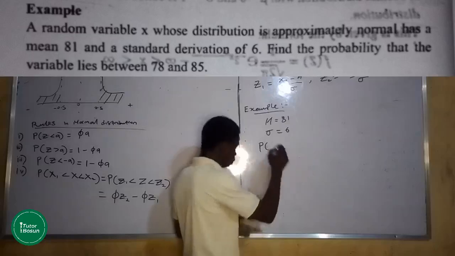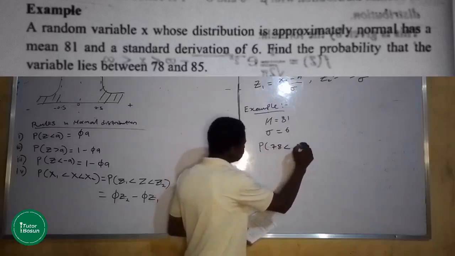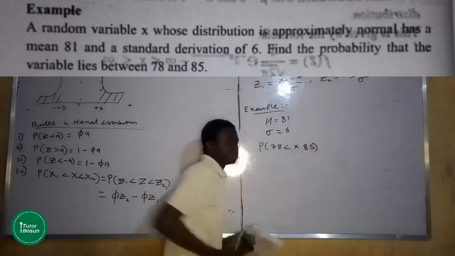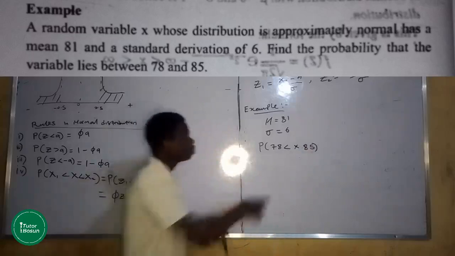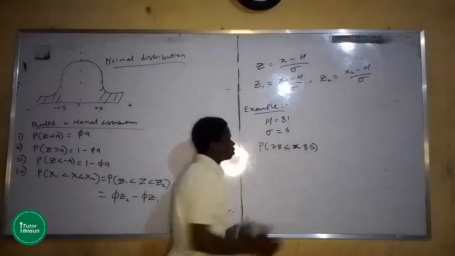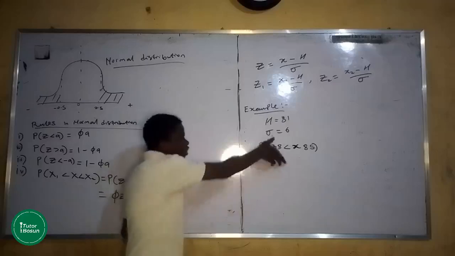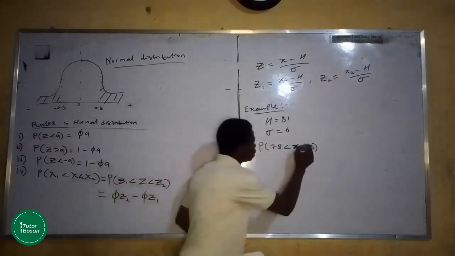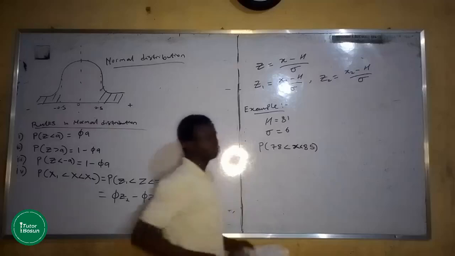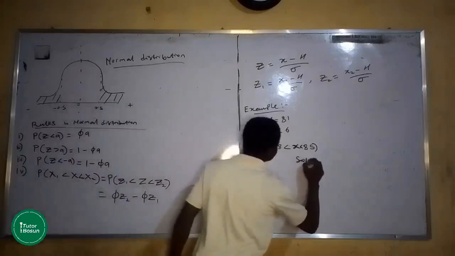Automatically, you are being asked to find the probability of 78 less than x less than 85. The probability will be involving x, but it is your work to convert it to z. So this is the probability we have to find, because we have to find the probability that it lies between these two values. So without wasting much of our time, let's solve.